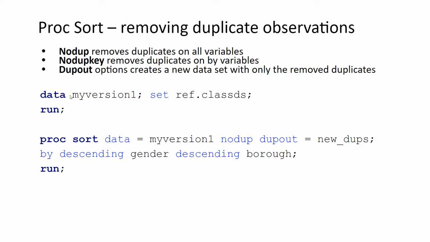So in this case, we're creating another temporary data set called my version 1, setting it from the class DS permanent data set, and we're doing proc sort data equals temporary data set nodup, so it removes duplicates on all variables, and then dupout. So we can set this new dups data set to the new data set that does not include any duplicates, and then we give it a by statement: by gender descending, and by borough.